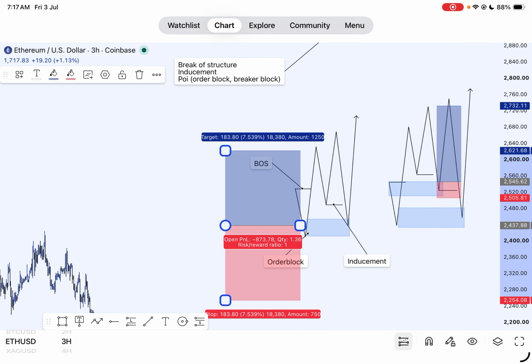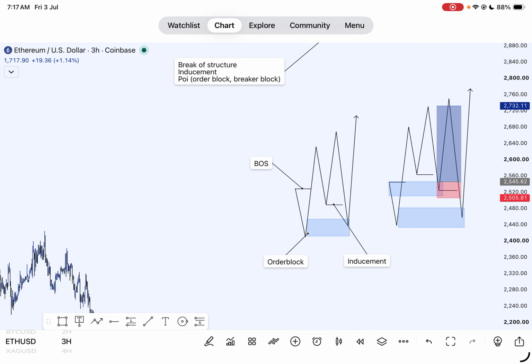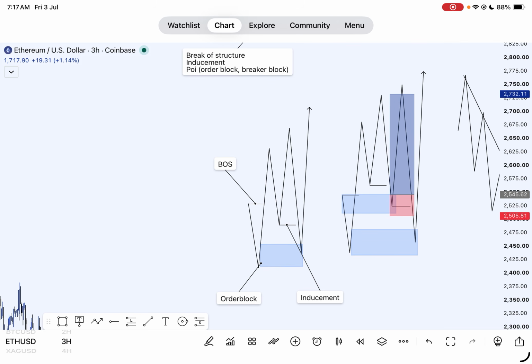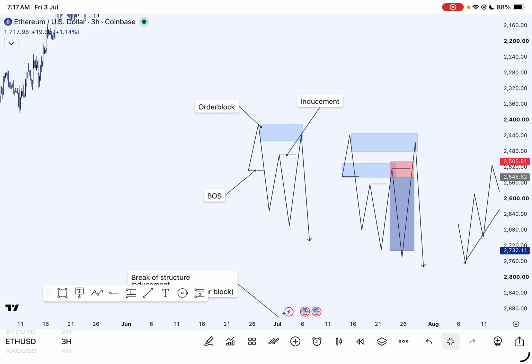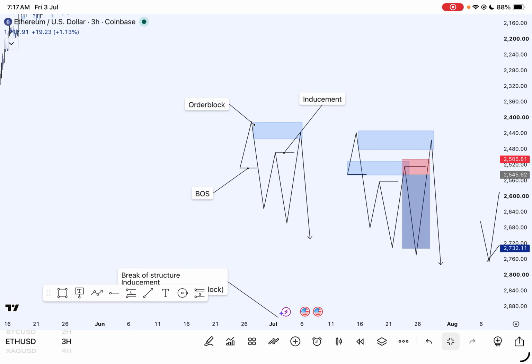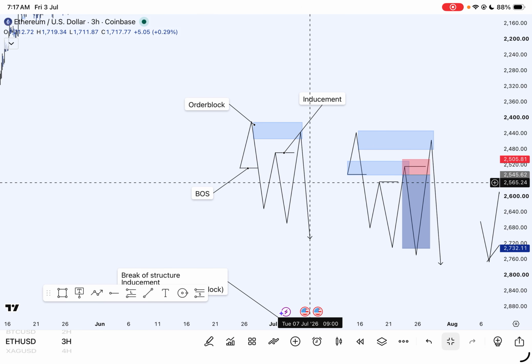Let me show you guys. If the market was bearish, okay, can you see? I've inverted it. If the market was bearish, this is the same thing you'd be looking for, right?